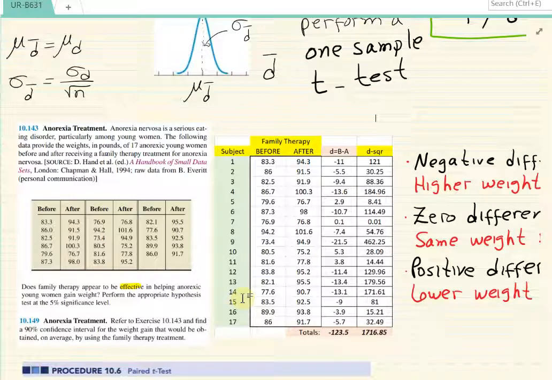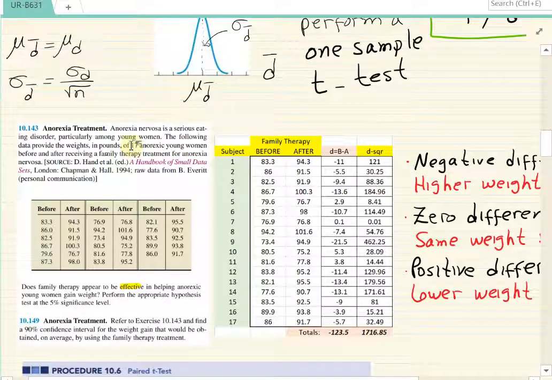So here's an example of how we want to do this. It's a very interesting example, in fact. Here is just the introduction to this example. Anorexia nervosa is a serious eating disorder, particularly among young women. The following data provide the weights in pounds of 17 anorexic young women before and after receiving a family therapy treatment for anorexia nervosa. And here's the citation.